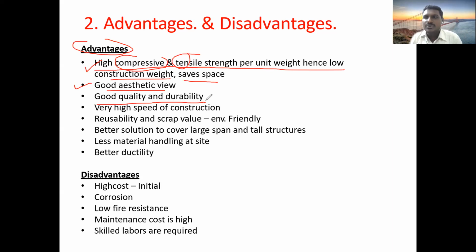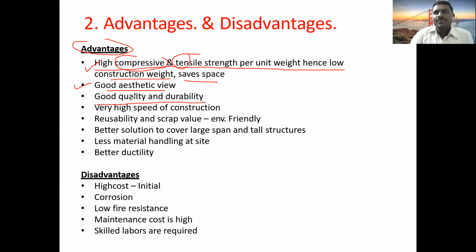Are you getting it? Steel is a durable material. Only one disadvantage is corrosion. There is only one major disadvantage, that is corrosion. If we protect from corrosion, the steel is a very durable material.